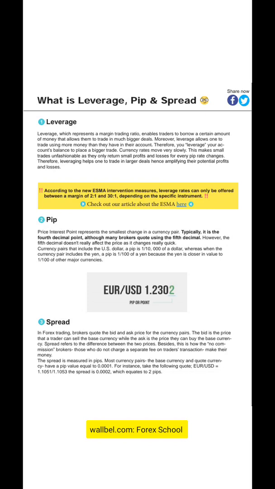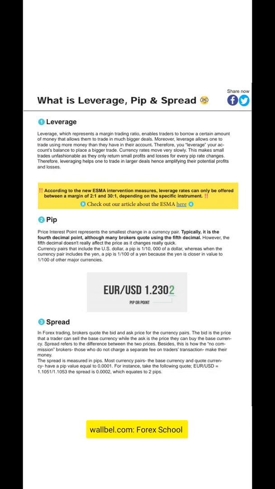Now, currency rates move very slowly, and this makes trades unfashionable as they only return small profits and losses for every pip rate change. Therefore, leverage helps one to trade in larger deals, hence amplifying their potential profits or losses. So you make huge profits if you trade well, and you can also make large losses if you trade badly. That's why you really need to learn about forex trading before you can go into this.